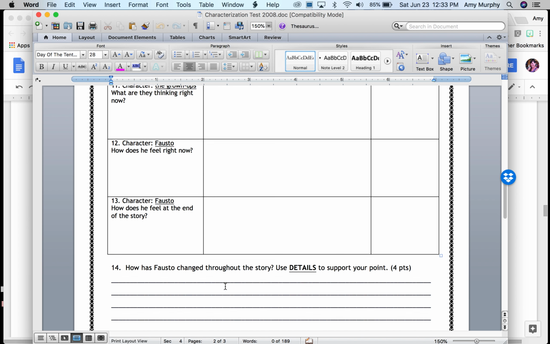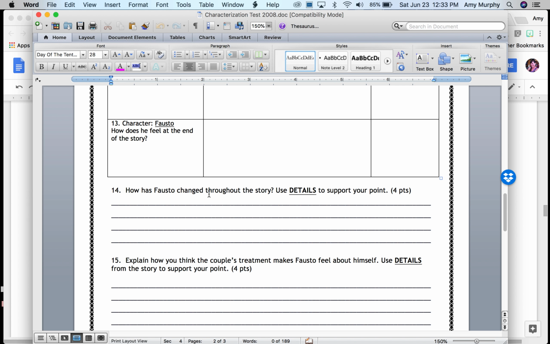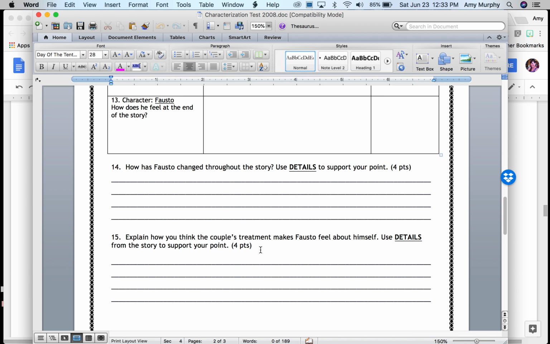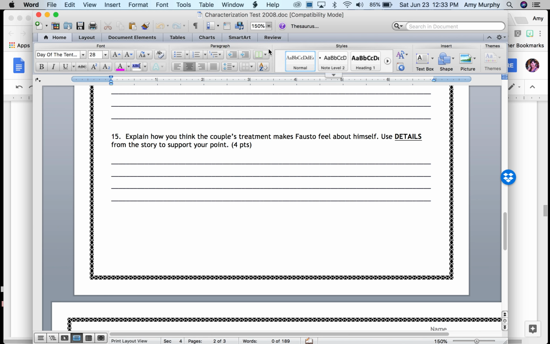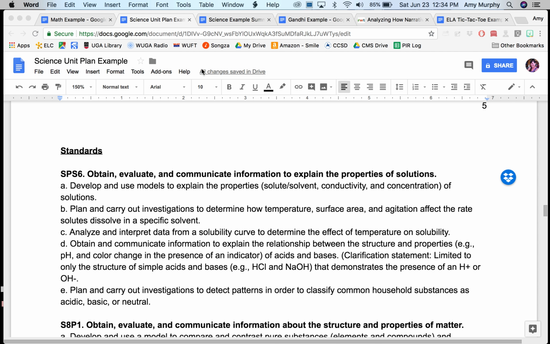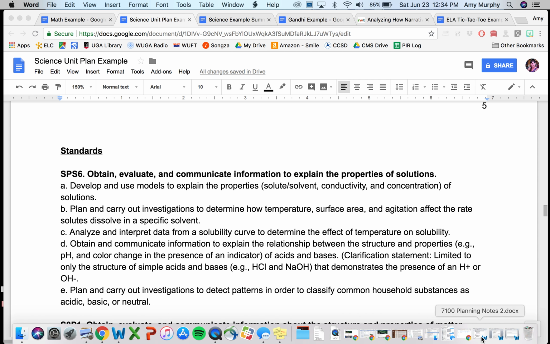And then finally, they needed to write, how did the character change throughout the story? Because we were looking at dynamic characters. And again, they had to use details to support their inference and other stuff. They had another question like that. Another example was a metaphor and simile test.